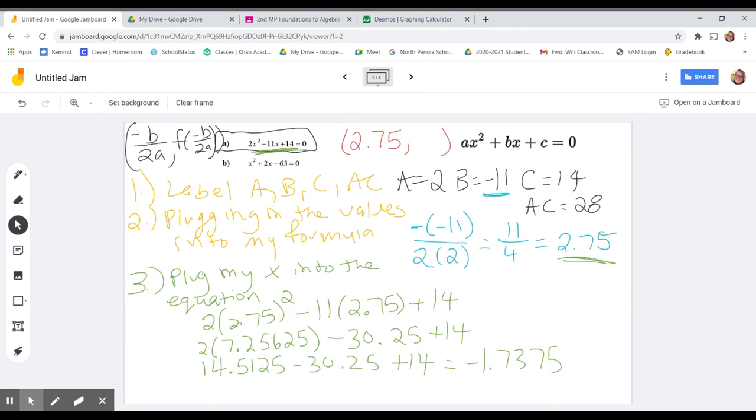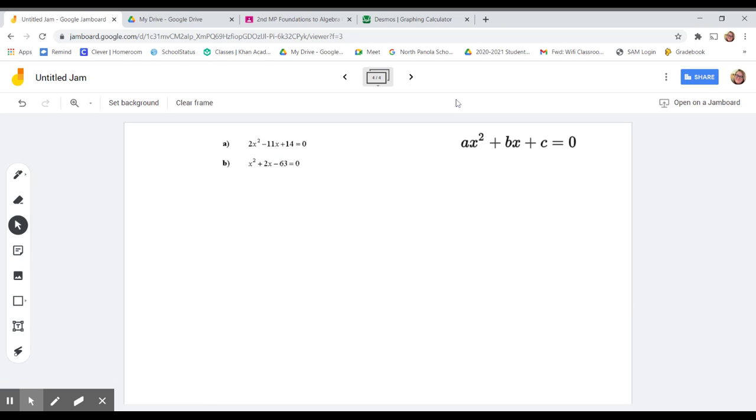Okay, what I want to do is take this and round to this decimal place because that's what our other answer is. So we're going to have negative 1.74 because it's a 7, so we're going to round up. And that would be our answer, 2.75 and negative 1.74. All right, we're going to do one more together.